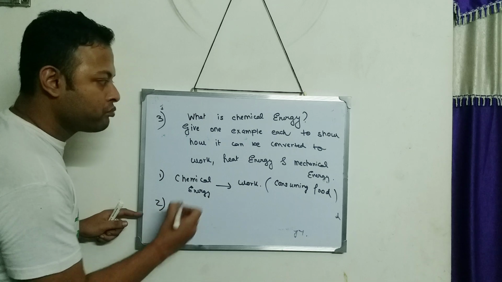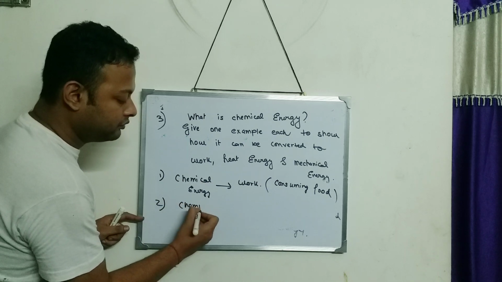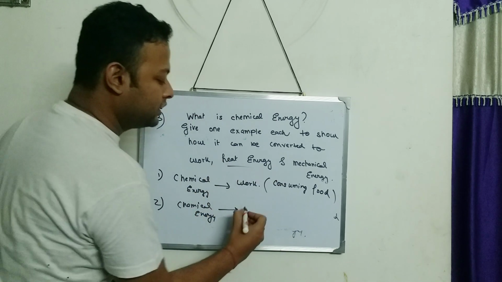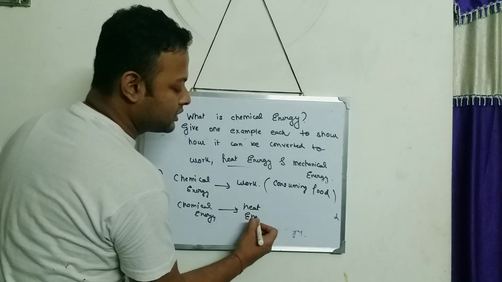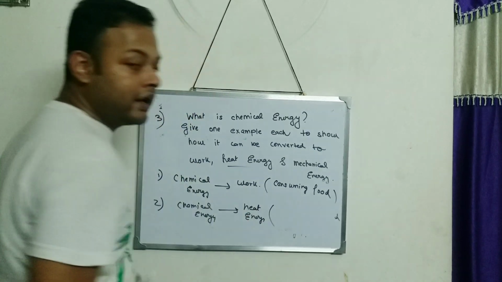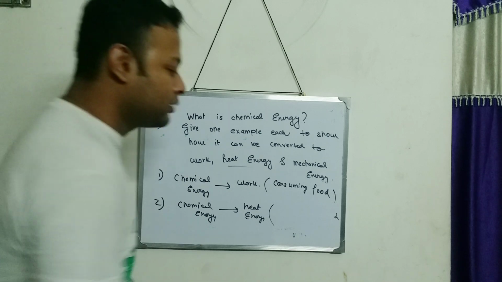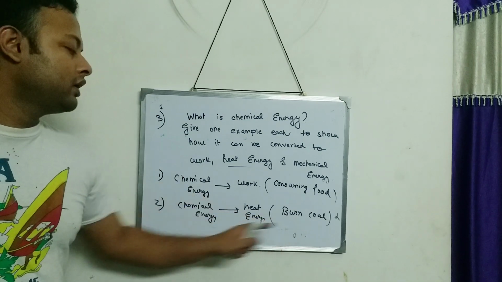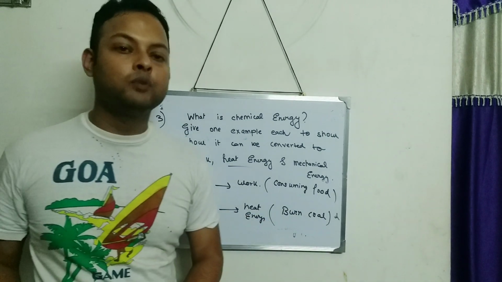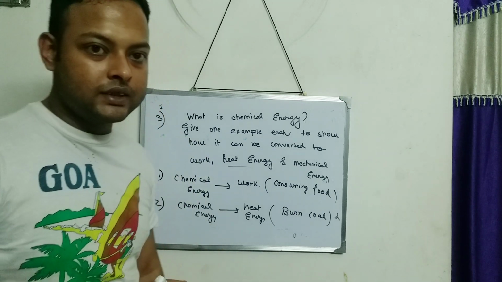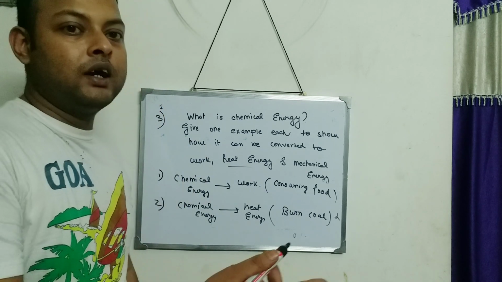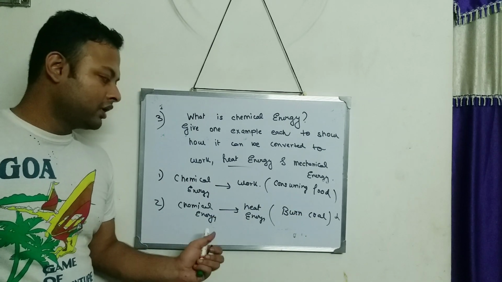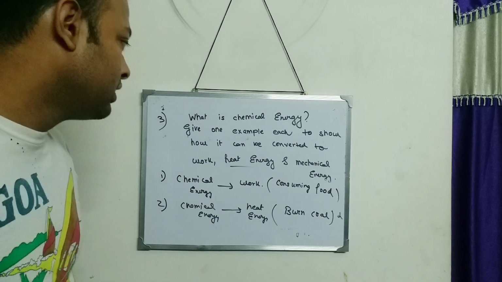Second, chemical energy getting converted into heat energy. I think this is a very easy example. Burning any kind of fuel. Suppose you burn coal. When you burn coal, what is happening? All the chemical energy inside the coal gets converted into heat energy. When you burn petrol, what happens? The chemical energy inside the petrol converts into heat energy. So when you burn coal, petrol, all the chemical energy gets converted into heat energy. Now the last question is what?